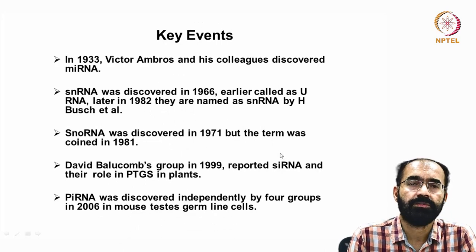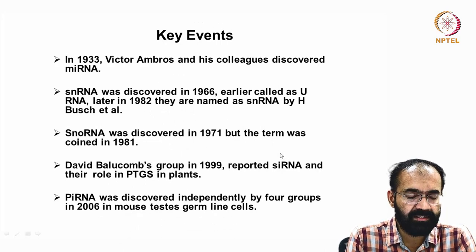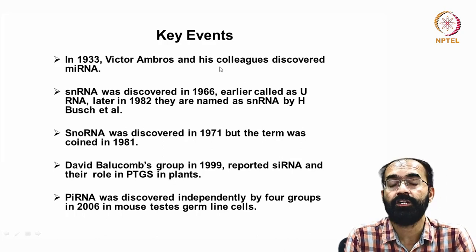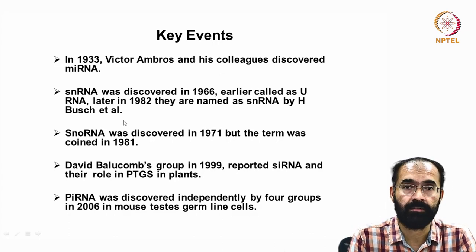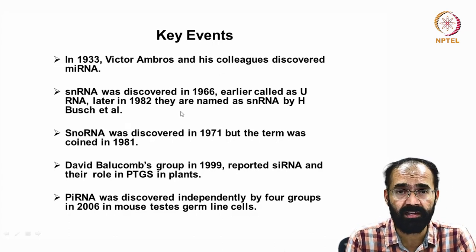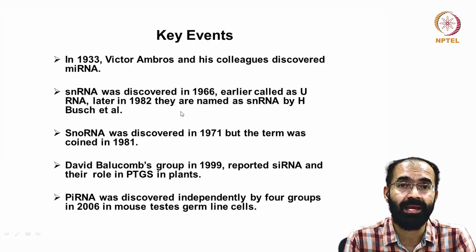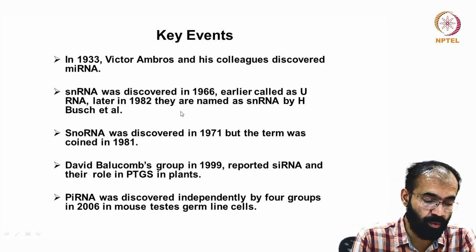And coming back to some more key events, in 1933, Victor Ambros and his colleagues discovered miRNA, but they did not know its importance. Much later, in the lines of other evidences, they discovered why miRNA or microRNA are important.